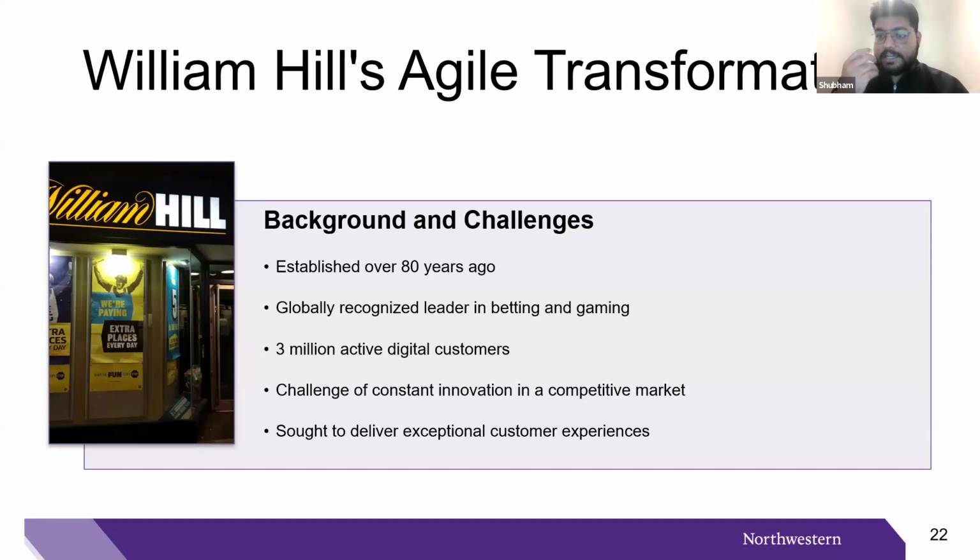This is a company that was established about 80 years ago. It is globally recognized in betting and gaming. It has 3 million active digital customers, but it was facing constant innovation in a competitive market. So it was seeking to deliver an exceptional customer experience, but these were the challenges that it was facing.